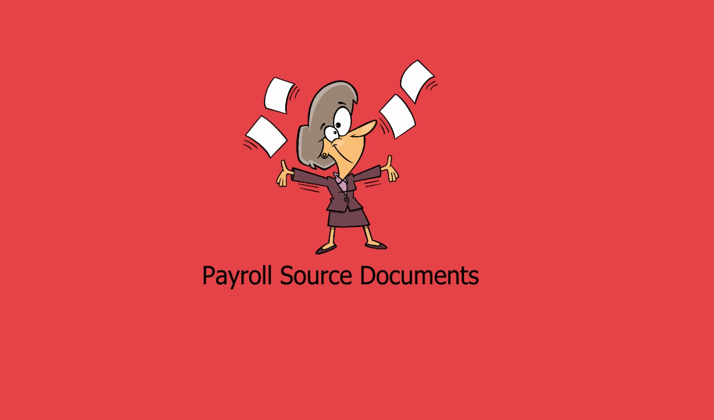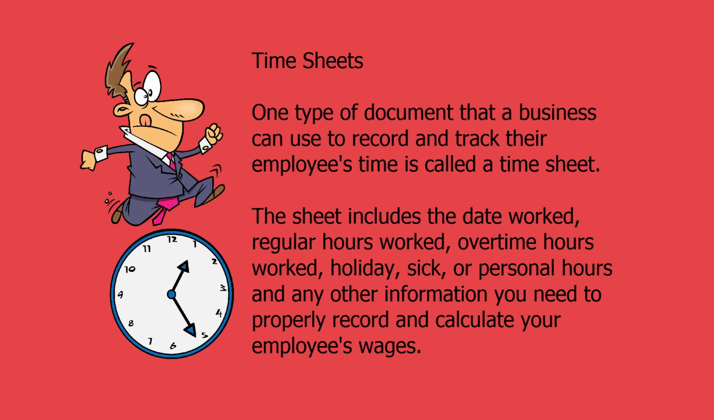Payroll source documents. Timesheets. One type of document that a business can use to record and track their employees' time is called a timesheet. The sheet includes the date worked, regular hours worked, overtime hours worked, holiday, sick, or personal hours and any other information you need to properly record and calculate your employees' wages.